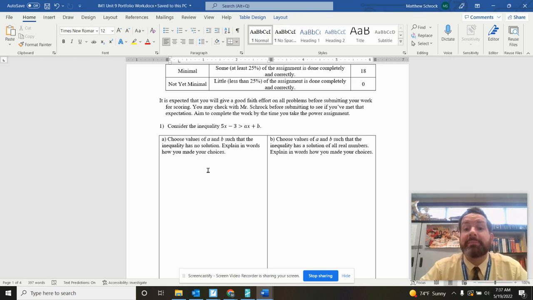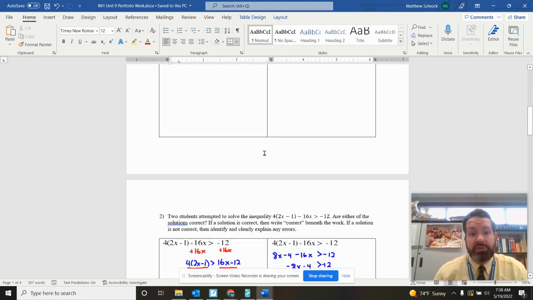Same thing on part 2, except this time you want the solution to be all real numbers. So every number I should be able to put in for x. You need to pick correct values for the A and the B, and also explain your reasoning in words.